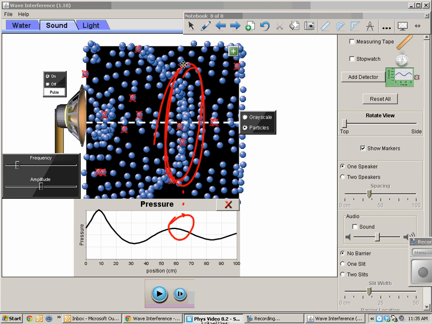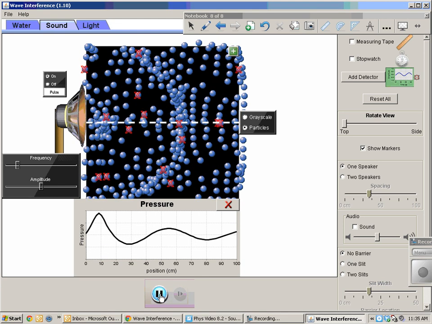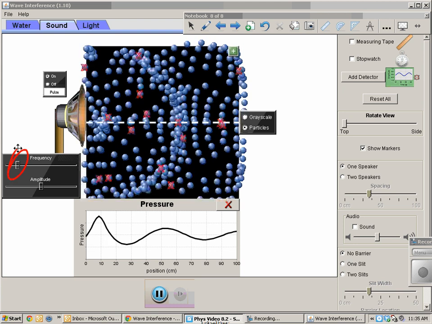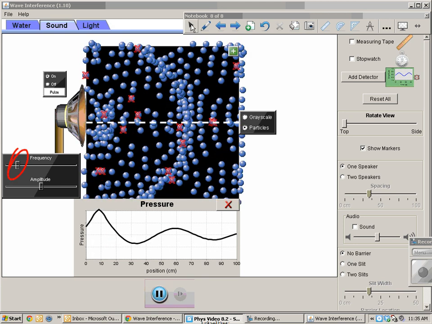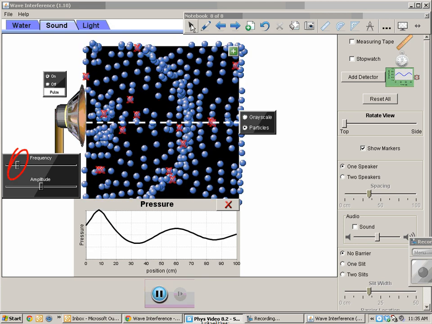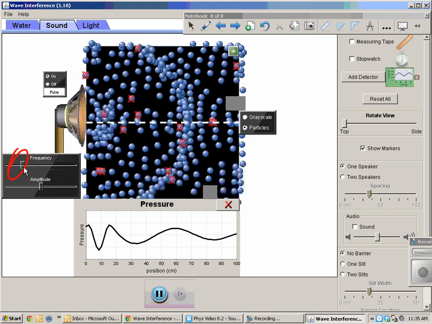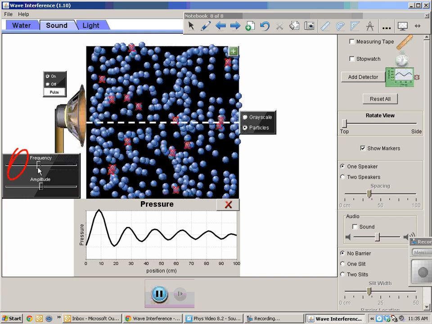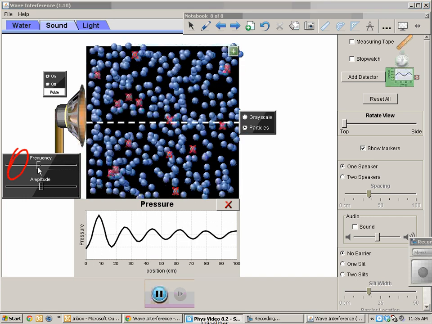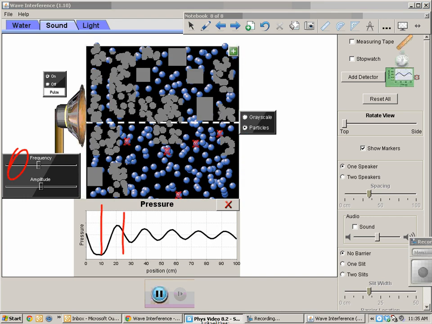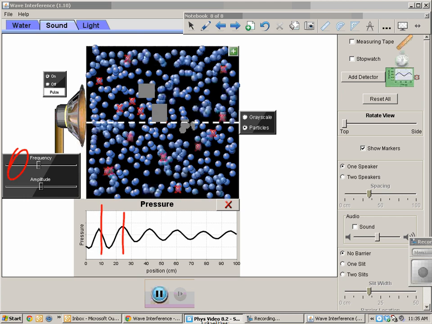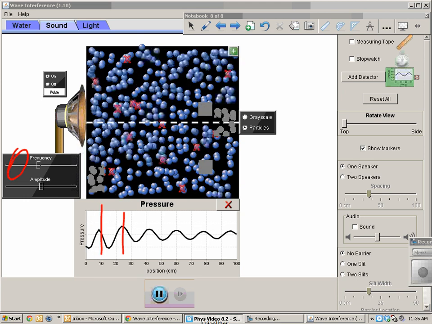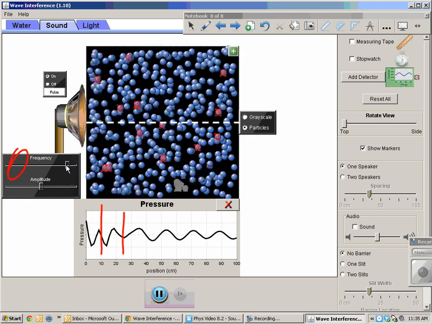So watch what happens. I'm going to change the frequency. Right now, if you look over here at the side, the frequency is pretty low. So let's increase the frequency. As the frequency goes up, the wavelength should go down. So now you can see the waves are much closer together. Now the wavelength is from here to here, something like that. If I increase my frequency even more, the wavelength gets even smaller.